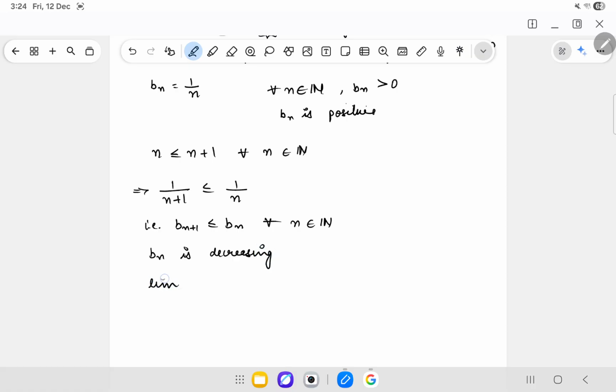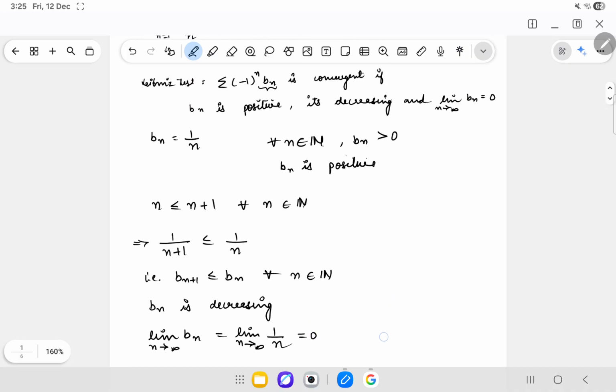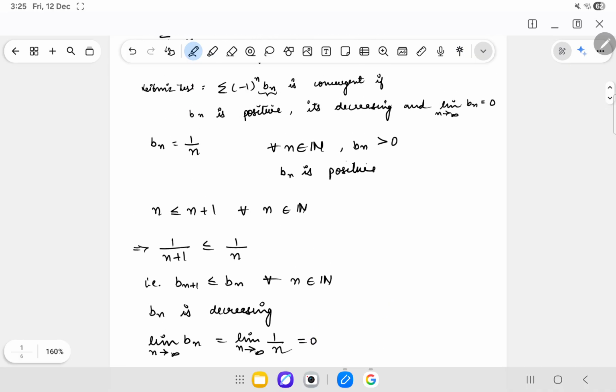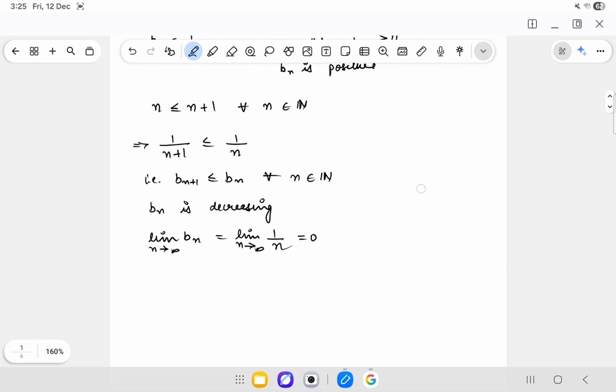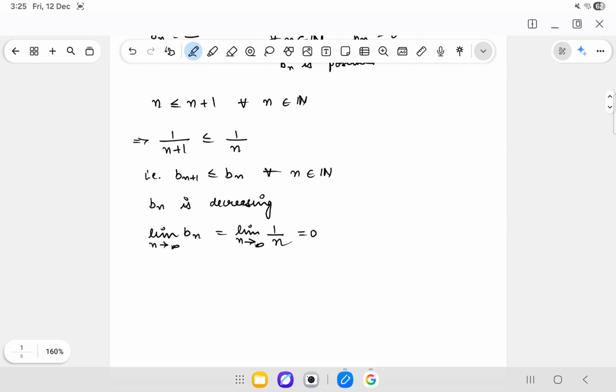And if I evaluate limit n approaches infinity bn, it will be equal to limit n approaches infinity 1 by n, which is equal to 0. So bn satisfies all the conditions that are there in the Leibniz test. So from here we can say that by the Leibniz test, the given series is convergent.